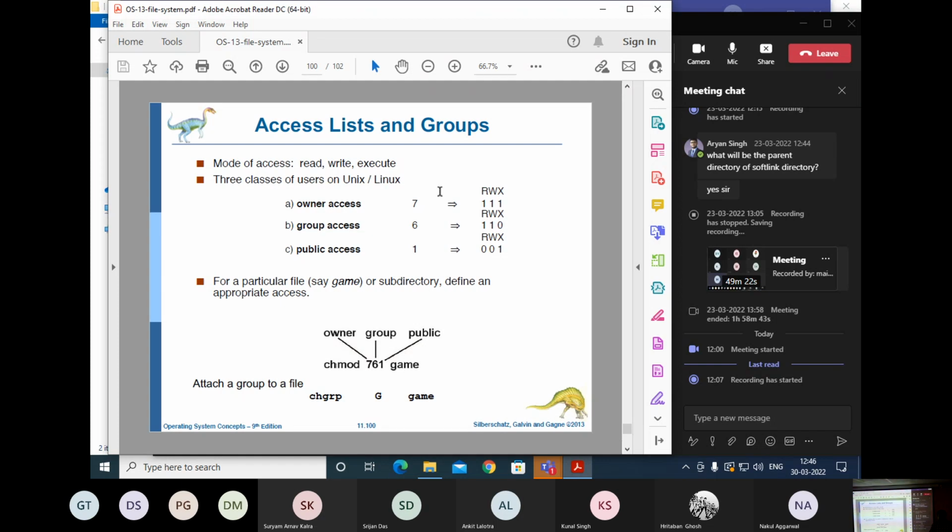Which is 001, which means 1. So what is your access control for this file? 761. Very simple, right? I mean, 7 is separate, 6 is separate, 1 is separate. It's just for ease of expression, you basically do a 7, 6, and 1.